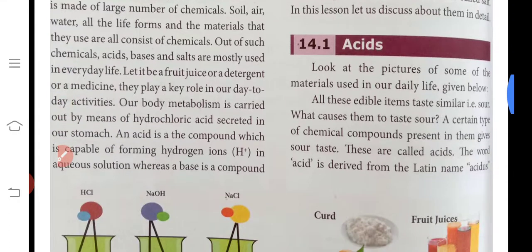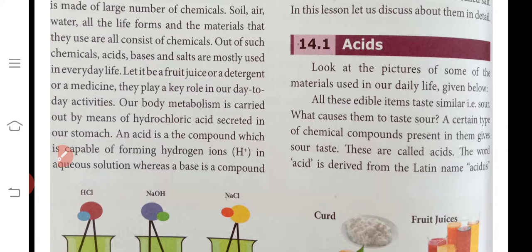Our body metabolism is carried out by means of hydrochloric acid. In our stomach, hydrochloric acid is secreted and digestion takes place. The hydrochloric acid is used for digestion in our stomach.